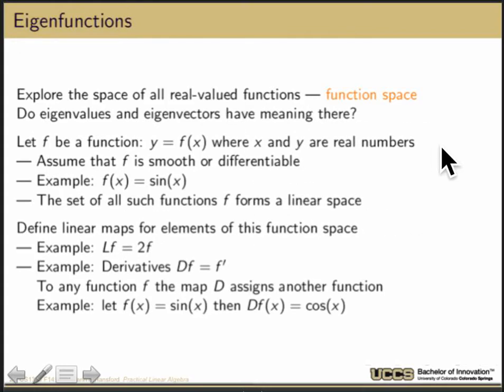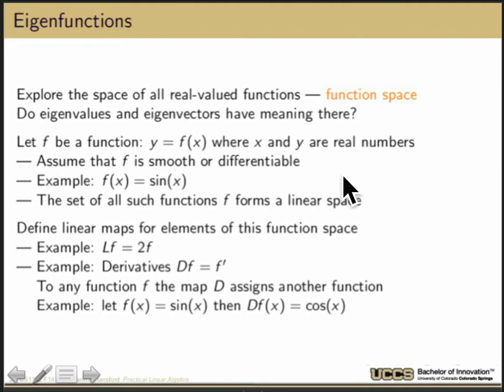So the last thing we want to talk about for this chapter is the idea of eigenfunctions. We've talked about eigenvectors and values, but if we're actually talking about functions and function spaces, what can we do? So if I think of a function f, y equals f of x, and they're real numbers, and we assume for a second it's smooth and differentiable, for example, the sine of x, it turns out that the set of all such functions form a linear space. It's a space where instead of a point being a number, a point is a function. And I can take linear combinations of functions. If I add sine and cosine, I still get a function. So all of those is a space of functions.